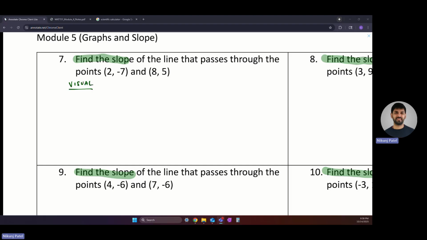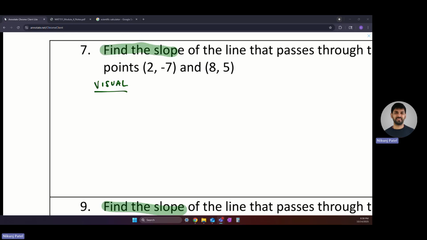So if you like to approach these questions visually, the best way is to start by sketching your X and Y axis. And we've used grids in the past, but you don't necessarily need to draw out a grid. You just need to draw marks that help you plot these points right here. So the first point is 2, -7. And remember that the first number is always X and the second number is always Y.